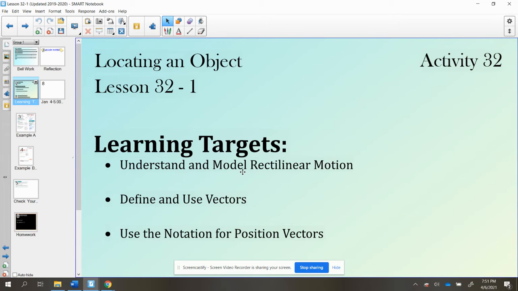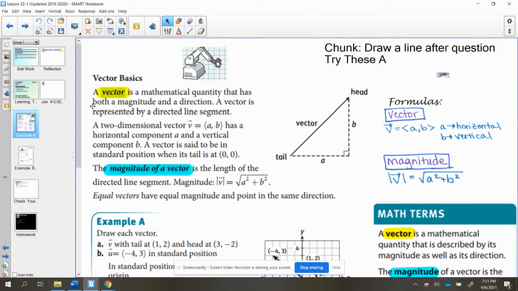Today we are going to start talking about vectors, vector positioning, and some vocabulary, starting on page 443 in your Springboard books. On page 443, we see a lot of vocabulary about vectors, which you may or may not have seen so far from your physics class. Basically, a vector is a mathematical quantity that has both a magnitude and a direction, and a vector is represented by a directed line segment.